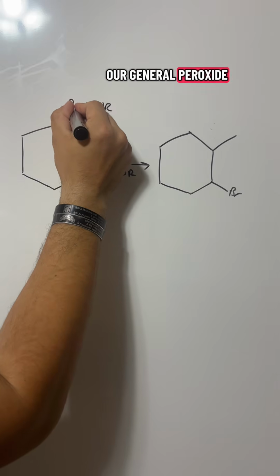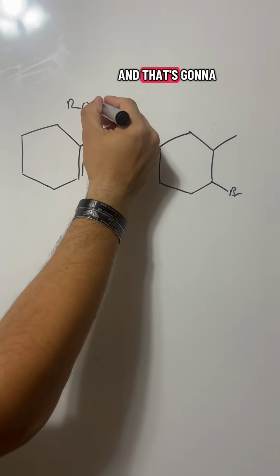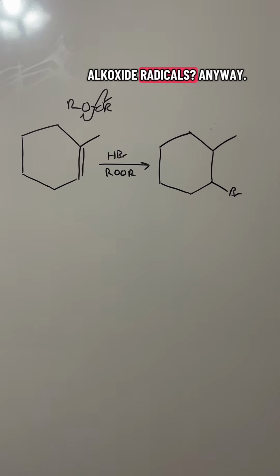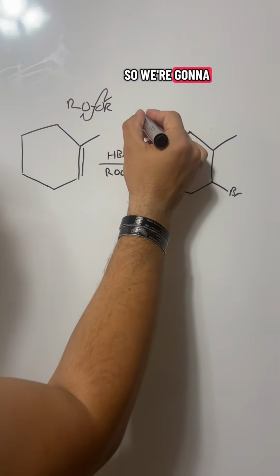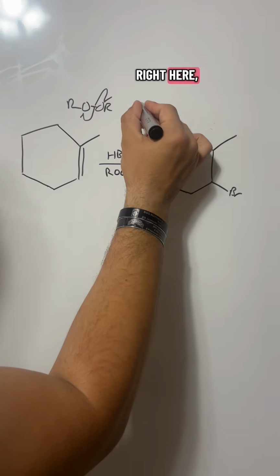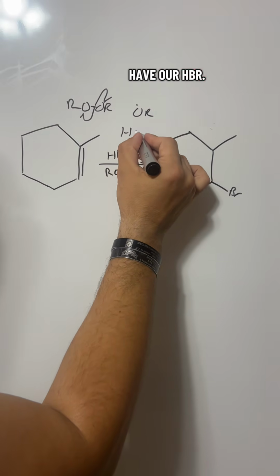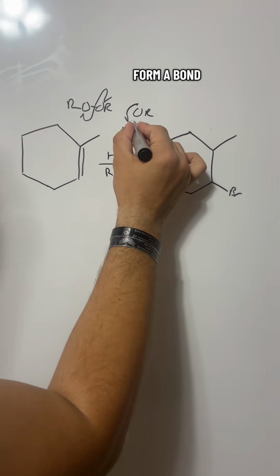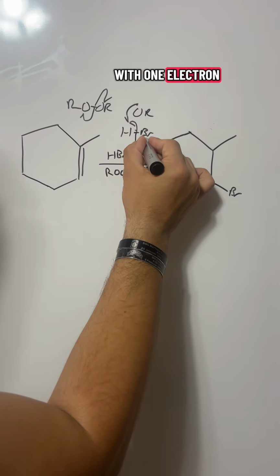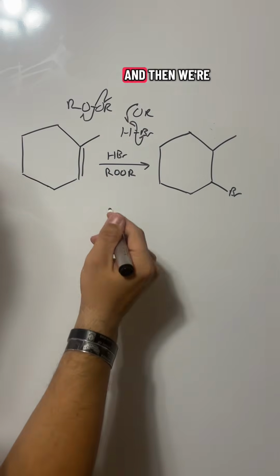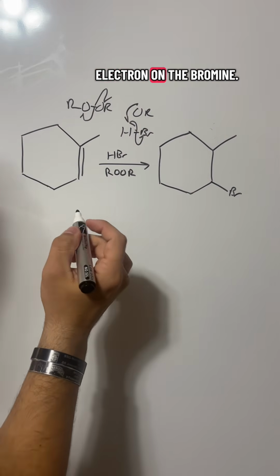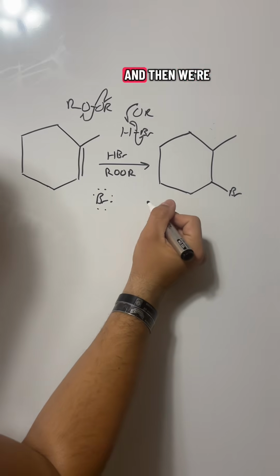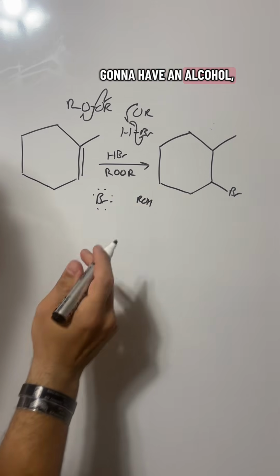So we have our general peroxide right here, ROOR, and that's going to split up into peroxide radicals. So we're going to have this right here with a dot. We have our HBr. And what's going to happen is this radical electron is going to come and form a bond with one electron from the bond. And then we're going to put one electron on the bromine. So we're going to get a bromine radical over here. And then we're going to have an alcohol, generic alcohol.